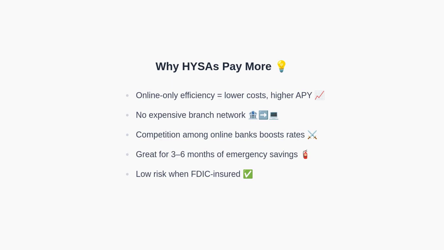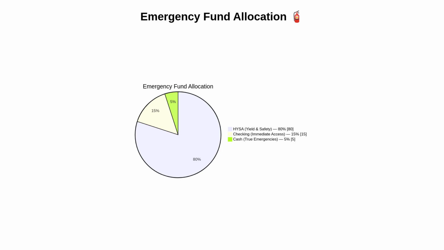For practical use, these accounts are best for your emergency fund, generally 3 to 6 months of essential expenses, and other short-term goals where preservation of capital and modest yield are priorities. When the account is FDIC insured and you remain within insurance limits, the risk of loss from bank failure is minimized.